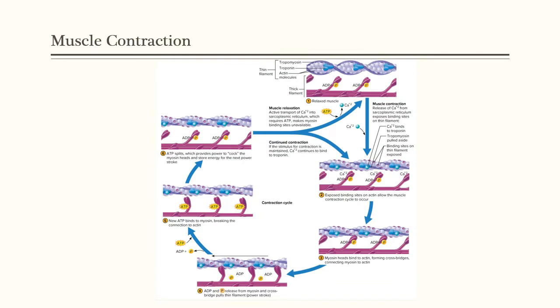Okay, so once the calcium is released from sarcoplasmic reticulum, it binds to troponin. This leads to displacement of tropomyosin and exposure of binding sites on actin. Subsequently, myosin binds to actin and muscle contraction occurs. Let's watch another animation to understand the interaction between thick and thin filaments.